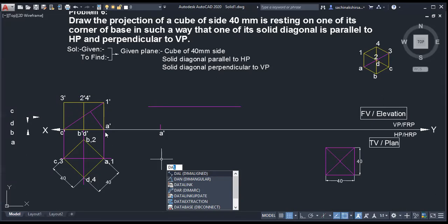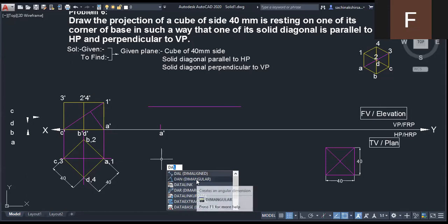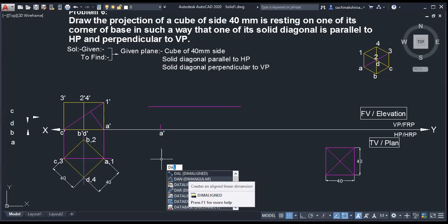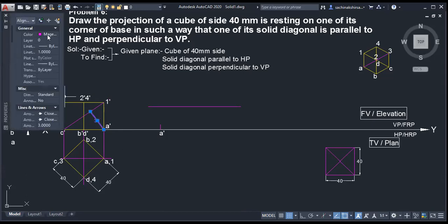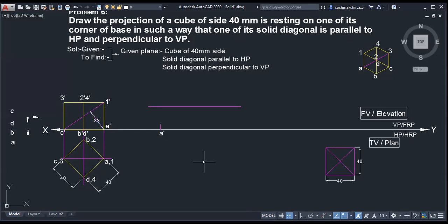काढला. 34. Yes, sir. हाऊ मच? 33, sir. 34. 33, 34, okay. Either it is of 33 or 34. आता काय करावं लागेल सांग.